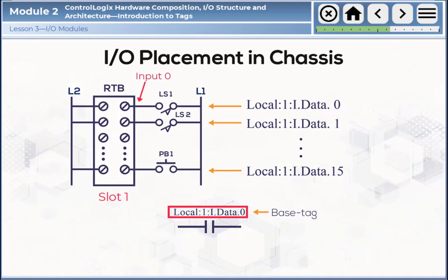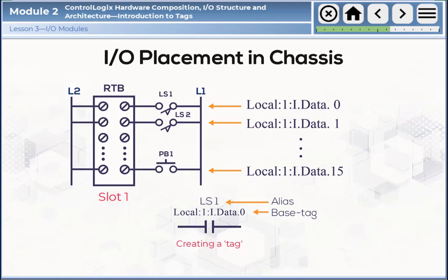Furthermore, the Studio 5000 software allows you to also create another name or alias for that input with a more representative name, such as LS1, to represent the limit switch connected to the Local:1:I.Data.0 connection in the module. In fact, this naming nomenclature is what is referred to as creating a tag.